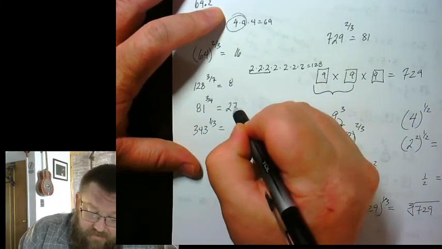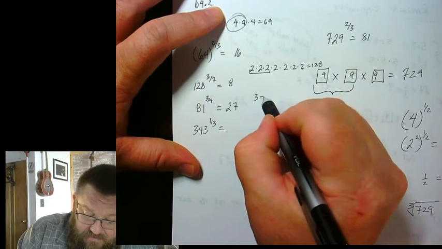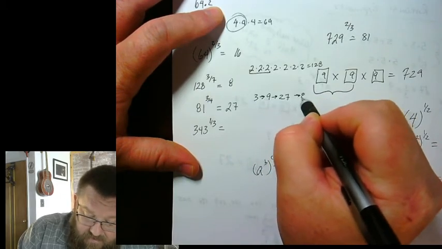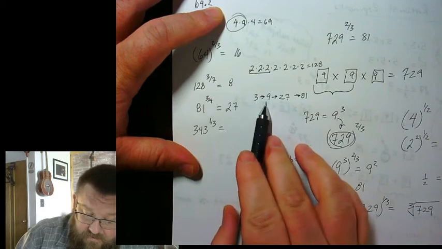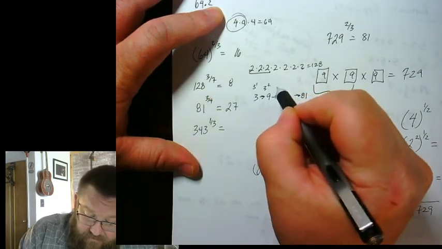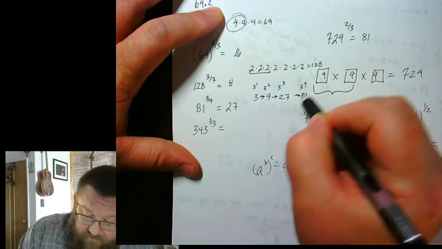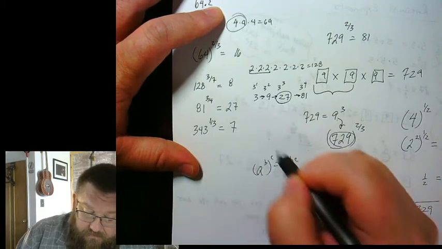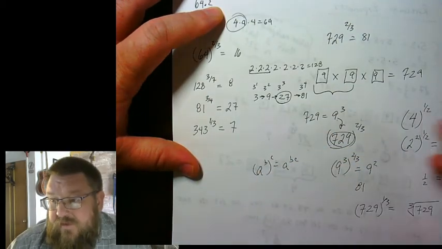This one is 27 because, watch. 3, 9, 27, 81. Those are powers of 3. See, that is 3 to the power of 4. This is 3 to the 1, 3 to the 2, 3 to the 3, 3 to the 4. That's the third one right there, 27. And this one's just 7. The number times itself 3 times is 343 is just 7.